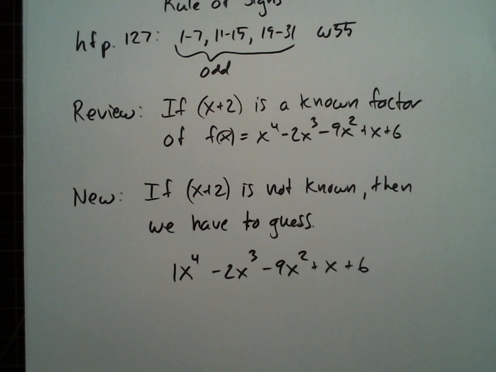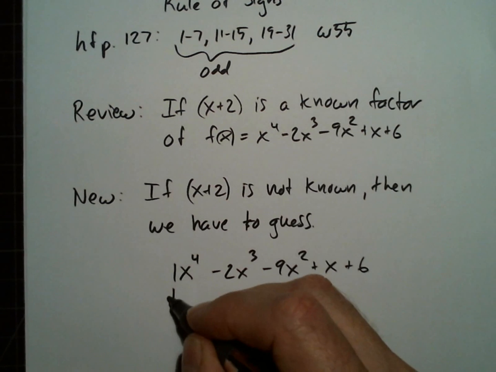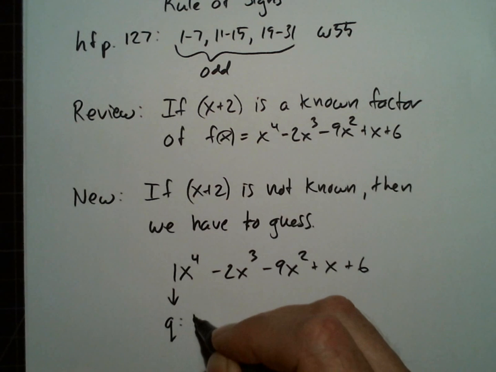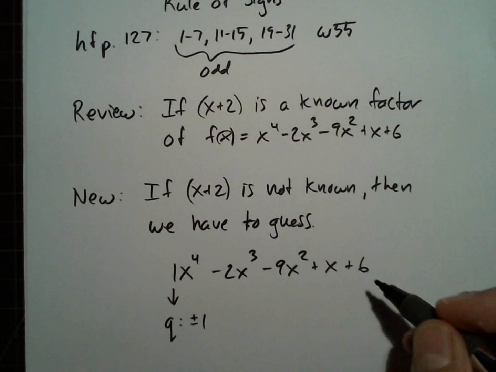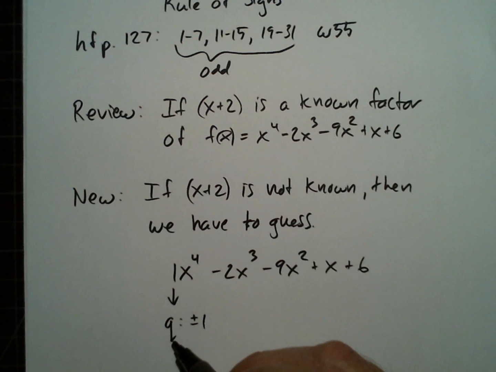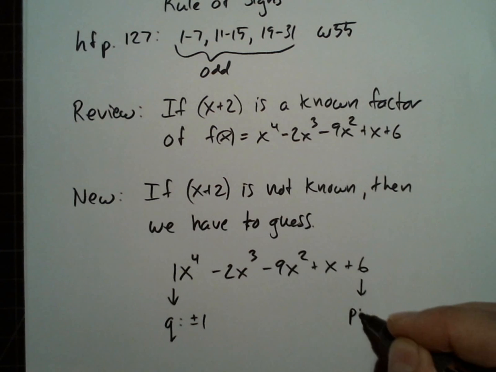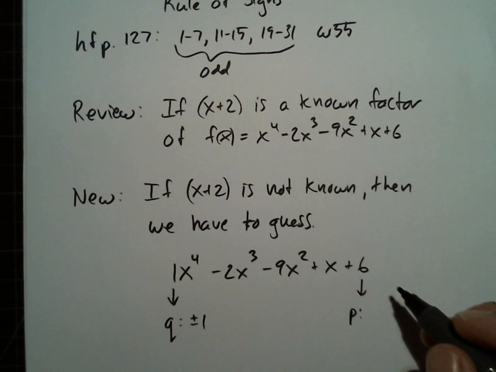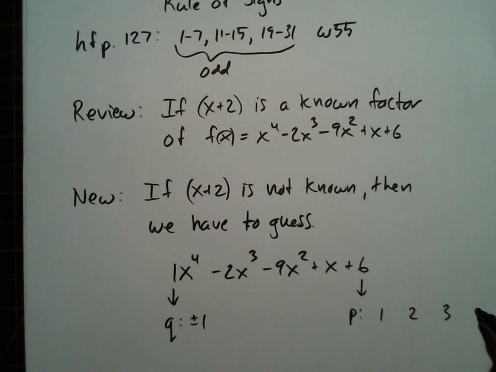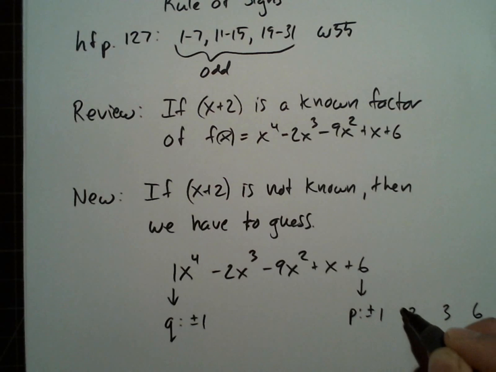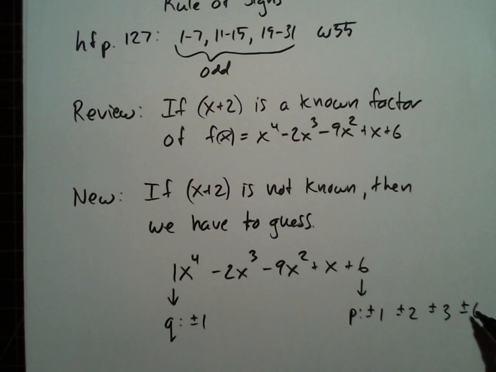So what should we guess to use in synthetic division? We take the factors of the leading coefficient, and that's usually represented with a Q. And we take the factors of the constant term, and that's a P. So here we'll have 1, 2, 3, and 6, and we have positives or negatives. And then we just write P over Q. So we put all of the P's over all of the Q's.